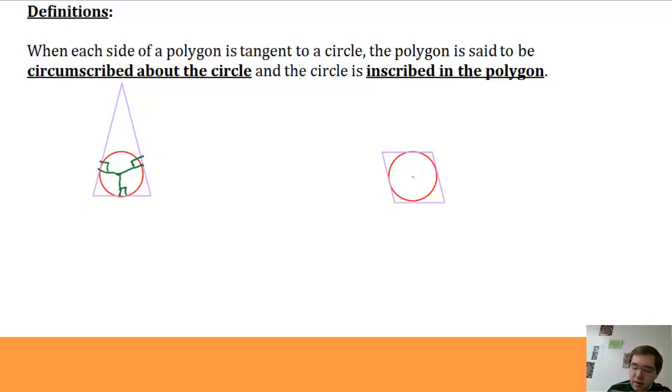Then I've got what turns out to be a rhombus over here that is tangent to my circle on all 4 sides. So the rhombus is circumscribed about the circle, and the circle is inscribed within the rhombus.